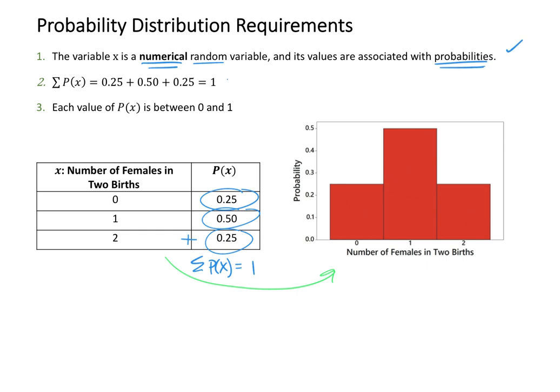So the first criterion is met, the second criterion is met. And then the third criterion is that each individual probability for each possible outcome is a value between 0 and 1. And here we can check that 0.25, 0.5, and 0.25 are all values between 0 and 1. So those three requirements have been met for the probability distribution.